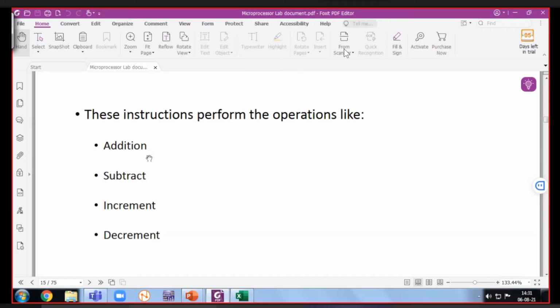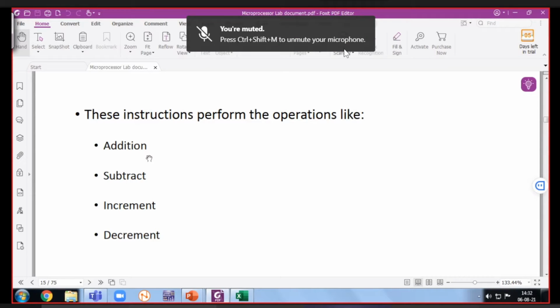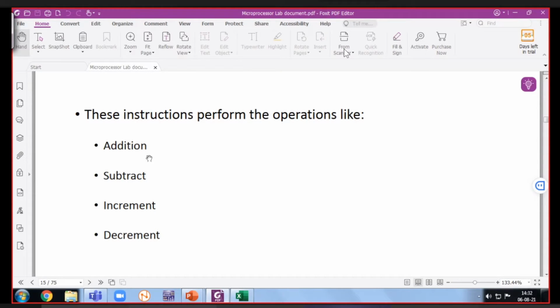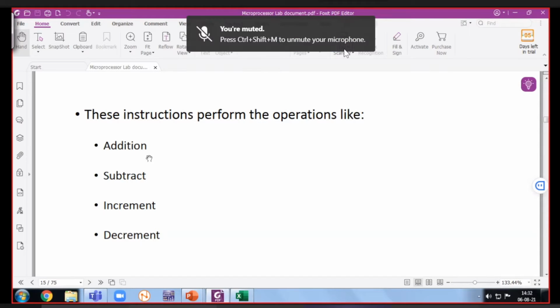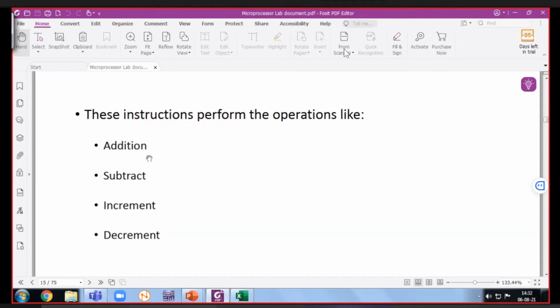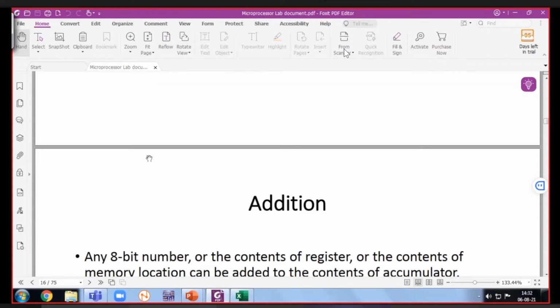Then comes increment. Increment means increase the value by 1. So we can increase the value of data or value of address. Okay, or address location. We can increase both, but by 1. Similarly, we can decrement any data by 1 or any address location by 1. So these 4 types of operations we can perform in the arithmetic operation: addition, subtraction, increment, and decrement. Okay, so start with the addition.